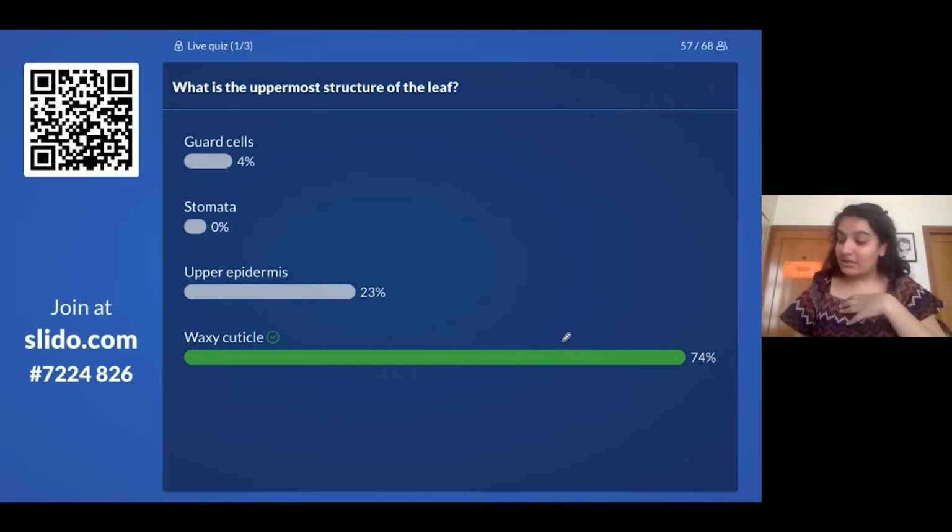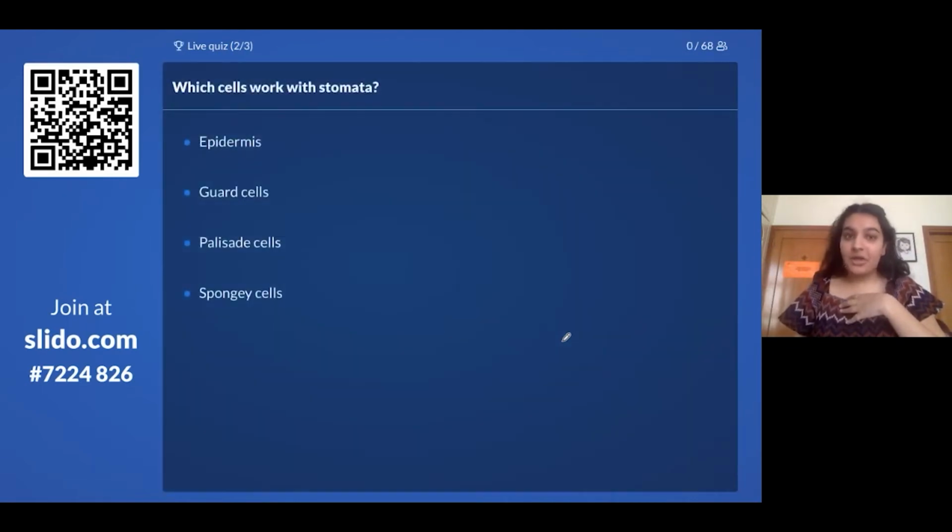Okay, next question. So there's only 3 questions, I think, here. So which cells work with the stomata? I kind of just skipped this away, I forgot that was a question. So if you did hear me, well done, you were paying attention. And if not, try and think about which cells work with stomata. Remember what the stomata are, they're openings in the bottom of the leaf. So which cells are kind of responsible for how that happens?